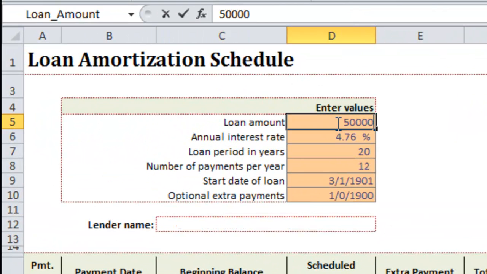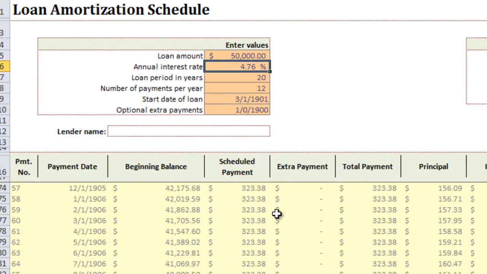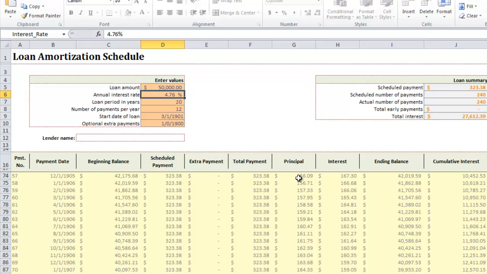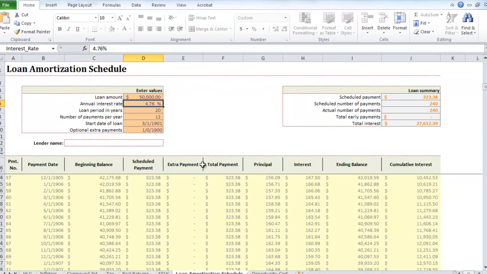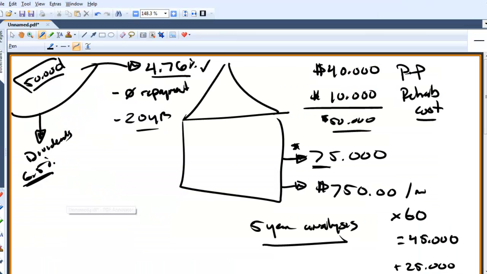So $50,000 at 4.76% over 20 years, you're going to have a $323 payment. Some goes to principal, some goes to interest. Now, what we're going to do is, instead of pocketing the difference between the $750 and the $323.38, we're going to add that $750 a month in rental payments to expedite the payoff of this policy loan.